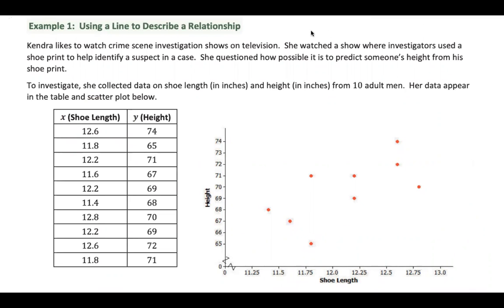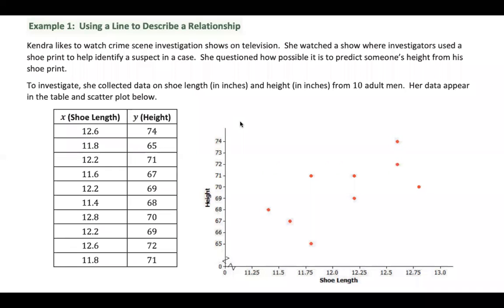scatter plots and then deciding whether it was a linear representation or a non-linear representation. So this one says Kendra likes to watch crime scene investigation shows. She watched a show where investigators used a shoe print to help identify a suspect in the case. She questioned how possible it is to predict someone's height from their shoe print. So to do that, she collected a bunch of data. She collected data on the shoe length in inches and height in inches from 10 adult men.